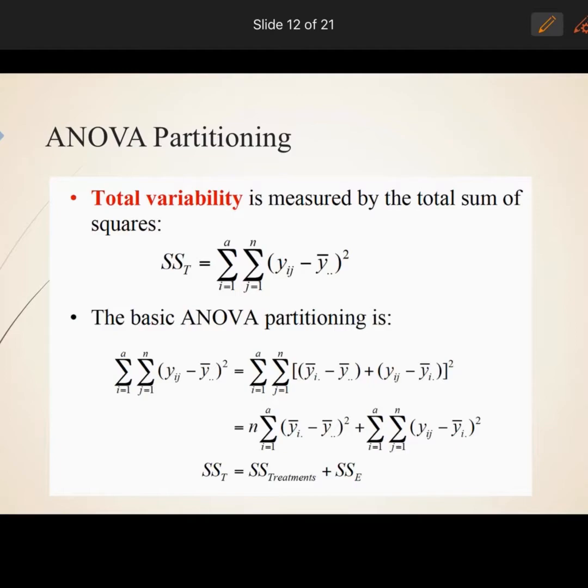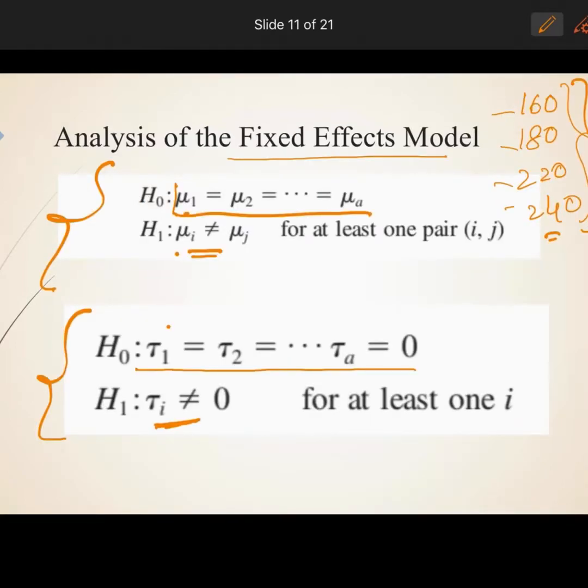So in order to test our hypothesis, similar to the t-test and z-test, we need a test statistic, right? So we had the t-test statistic and then the z-statistic. Similarly, we need a test statistic here. We cannot use the t-test because this is not a t-test. So in the next few slides, we'll see how to obtain the test statistic that is used in ANOVA.